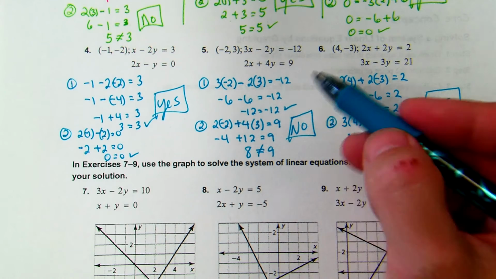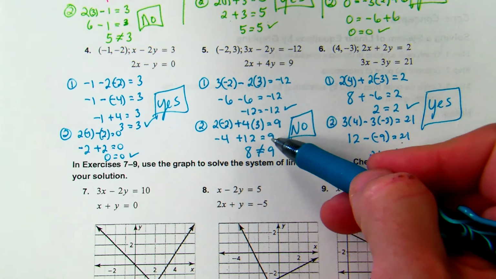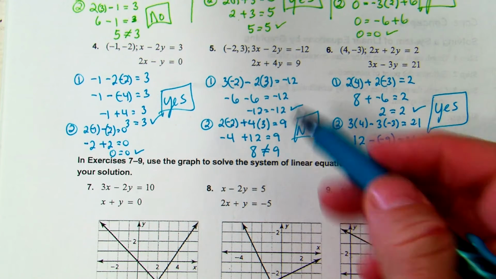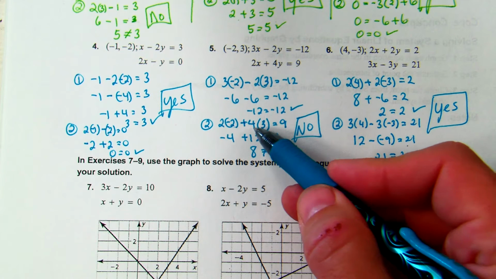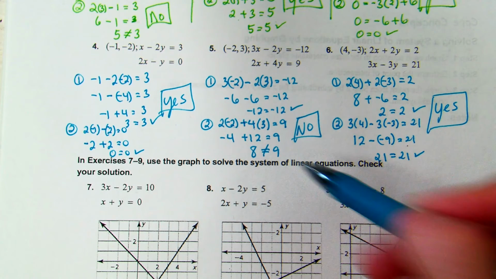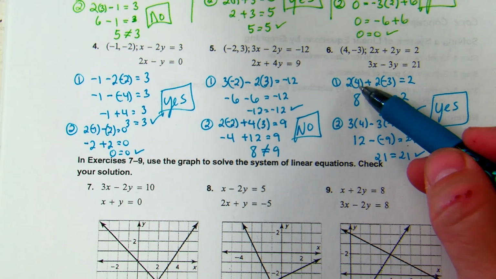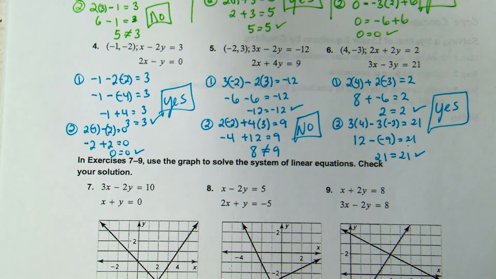Number 5 is a no. The first part works out correctly. It is a solution to the first equation, but it's not a solution to the second one. And so, because it doesn't work out here, this is 2 times -2, which is -4, 4 times 3, which is 12, and 12 minus 4 is 8. 8 does not equal 9. So that's a no. And then number 6 is a yes. When we plug in 4 and -3 into both equations, they both check out.